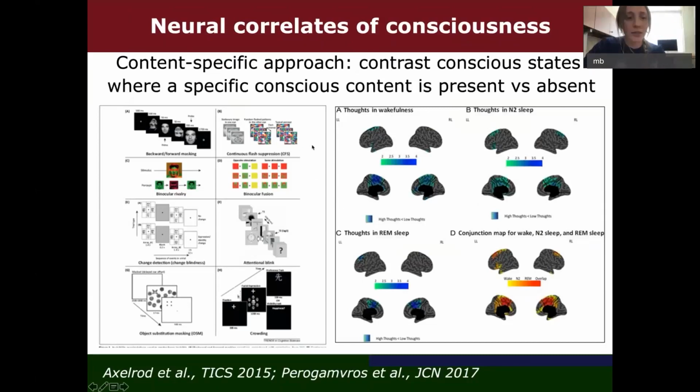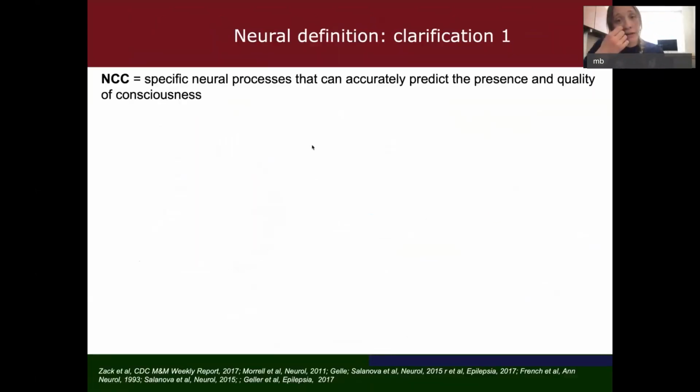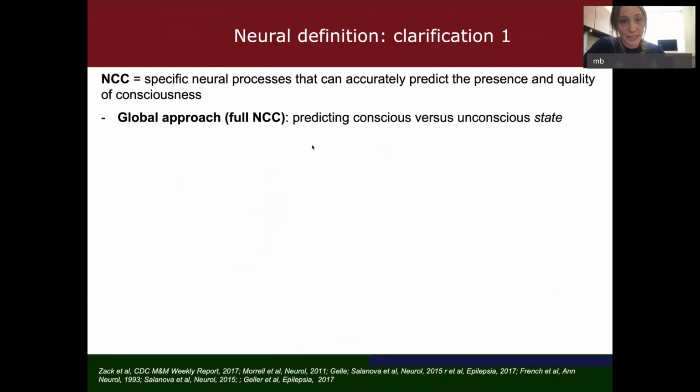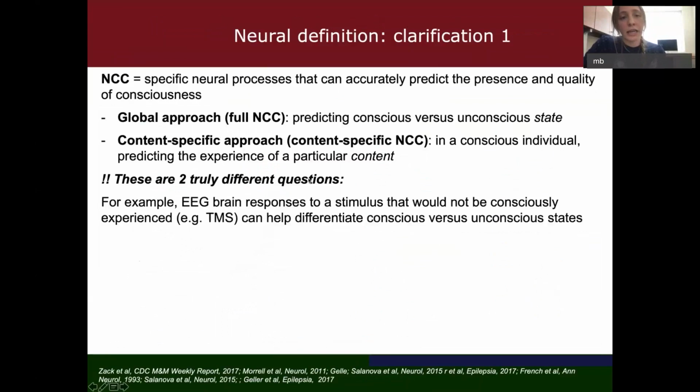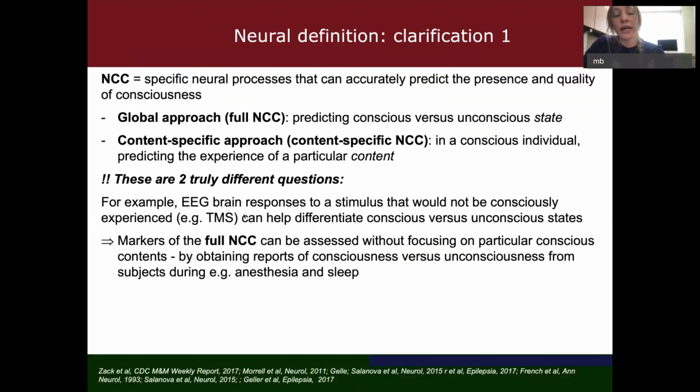Yeah. So now, the NCC should be a specific neuronal process that accurately predicts the presence or absence of consciousness. And again, two different questions. Are you looking at a conscious state, conscious or not? Or are you looking at some particular contents, which might be there or not if you're conscious, yeah? And then actually they can dissociate. If you take TMS as a stimulus, you know that very well, right? It's one of the best we have. It can really help differentiate conscious versus unconscious state, but you don't perceive the stimulus per se. And so you can assess the full NCC without focusing on particular conscious content.